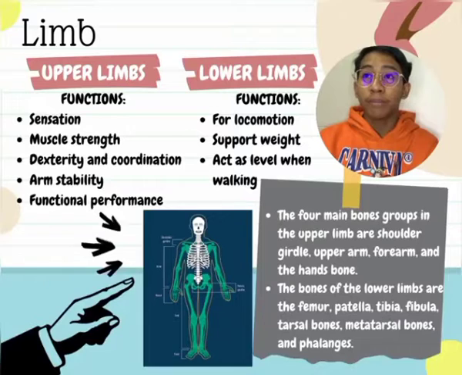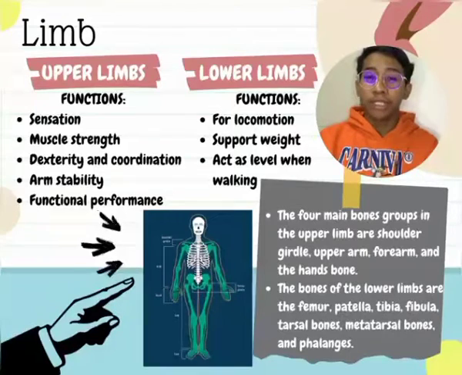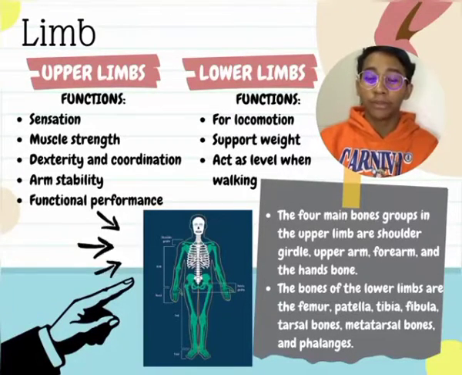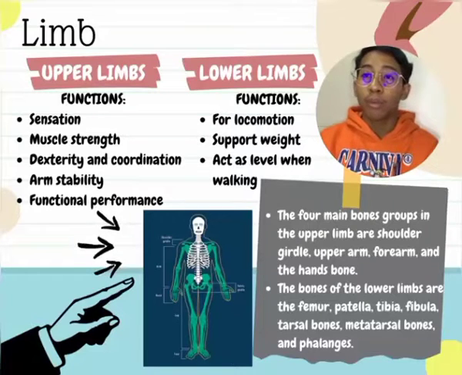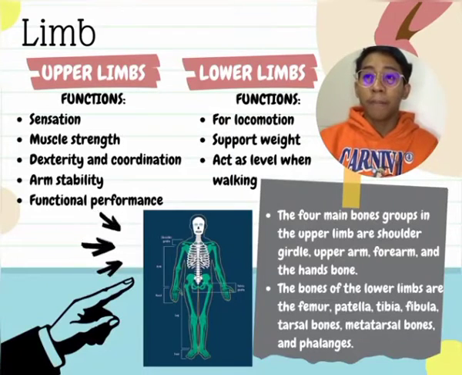There are four main bone groups in the upper limb, which are the shoulder girdle, upper arm, forearm, and the hand bones. And the lower limb, we have femur, patella, tibia, fibula, tarsal bone, metatarsal bone, and the last one is phalanges.